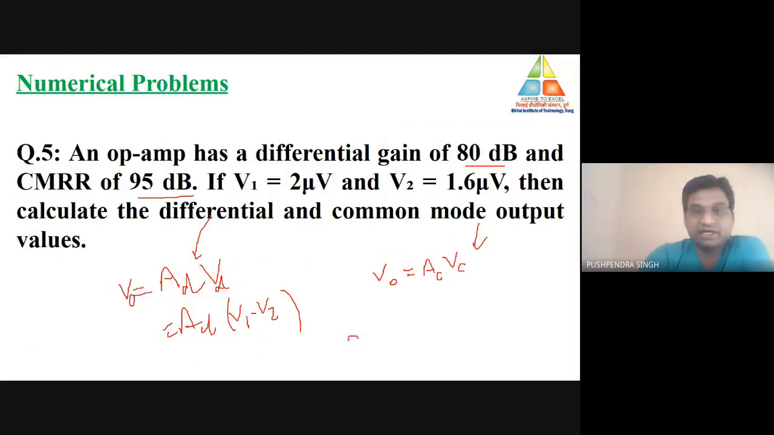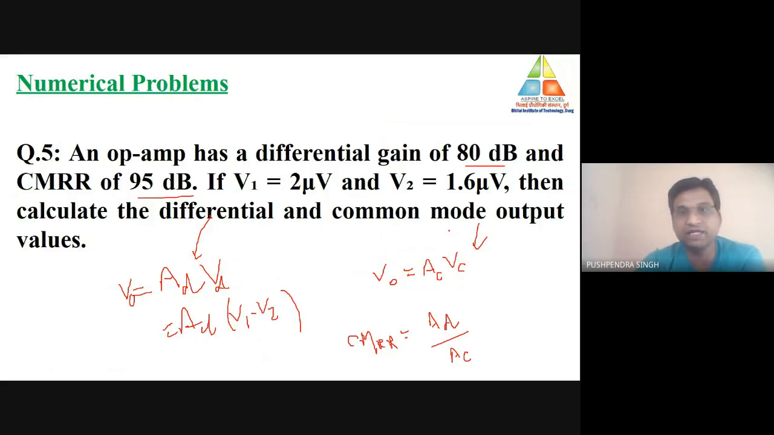What is CMRR? CMRR is nothing but the ratio of differential mode gain to the common mode gain. So AD divided by AC. That is CMRR. So with the help of this, you may calculate the value of this AC. The AD value is given, the value of V1 and V2 is given. So from there, you may calculate the value of differential mode output. Part A is calculated with the help of this.